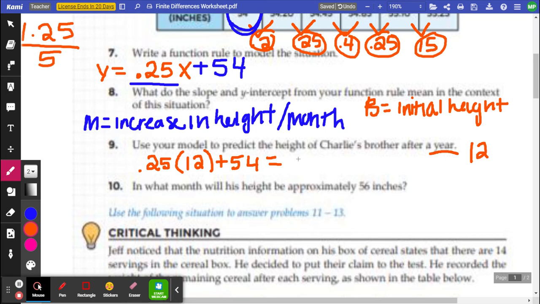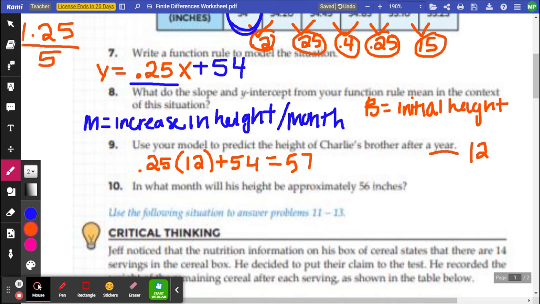How many quarters are in a whole inch? Yeah. What'd you say? 4. Okay. So he's going to grow 1 inch in 4 months. So how many sets of 4 months are in a year? 3. So he's going to grow a total of how many inches? 3. Which if you put that in your calculator, it would give you 57 too.